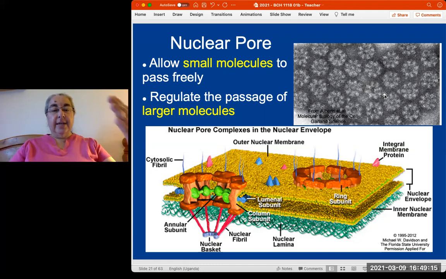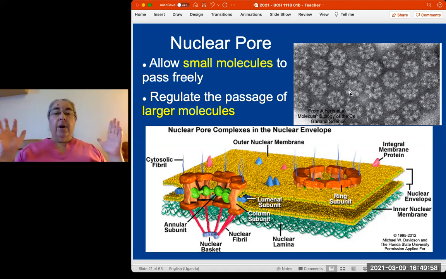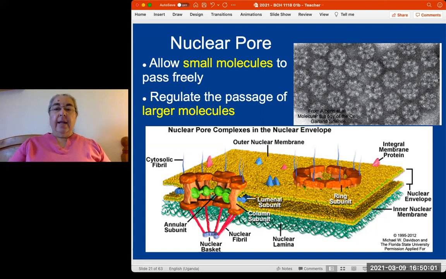The function is to allow lots of things to pass in and out of the nucleus, but not just randomly. So the nuclear pore controls what can pass through it. It regulates the passage of large molecules. Small molecules, things like water molecules and small building blocks like nucleotides or amino acids, can pass through these pores quite easily, just through the hole in the center. Larger molecules like an RNA or a large complete protein can only pass if the nuclear pore allows them to pass.